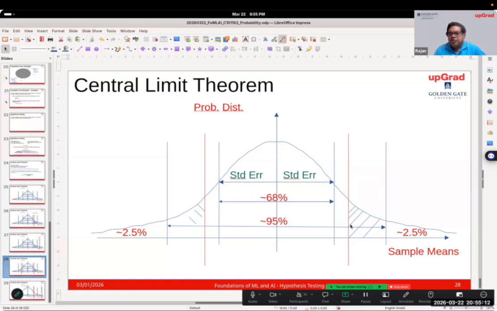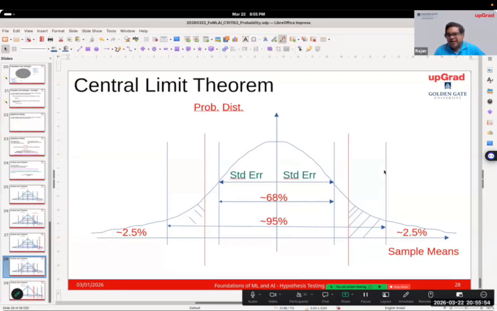So in this distribution, we want to calculate the probability, the area under the curve beyond the sample value, this entire area. Since this graph is symmetric, this area is also equal to the area on the other side. So we calculate this area and multiply that by 2, and we get what is called the p-value.